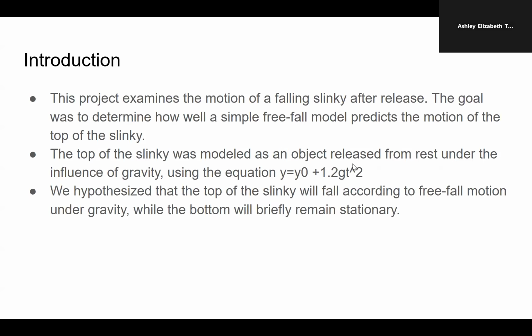The purpose of this project was to determine how well a simple physics model can predict the motion at the top of a falling slinky. My hypothesis was that the top of the slinky would follow free fall motion under gravity, meaning its position would follow the equation y equals y naught minus 1/2 g t squared. I also expected that the bottom of the slinky would remain nearly stationary for a short time due to the internal tension forces within the spring.